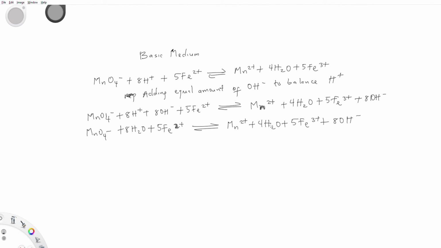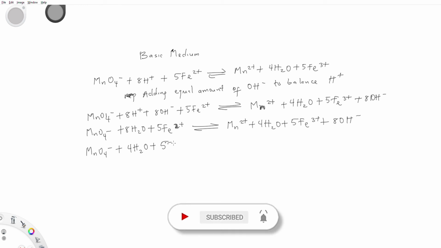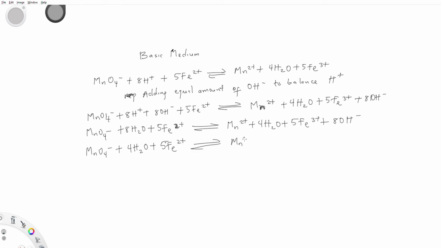Now we have water on both sides, so we have to reduce it. Since we have 4 molecules of water common to both sides, we need to reduce it. MnO4 minus plus 4H2O plus 5Fe2 plus gives Mn2 plus plus 5Fe3 plus plus 8OH minus. So you balanced it in a basic medium, and that brings us to the end of redox reaction.